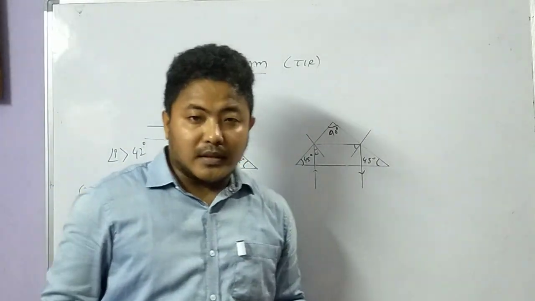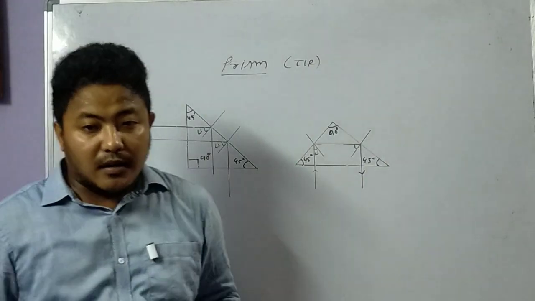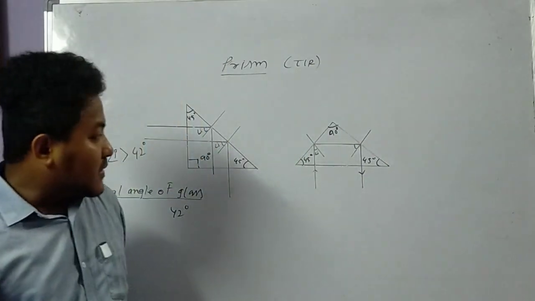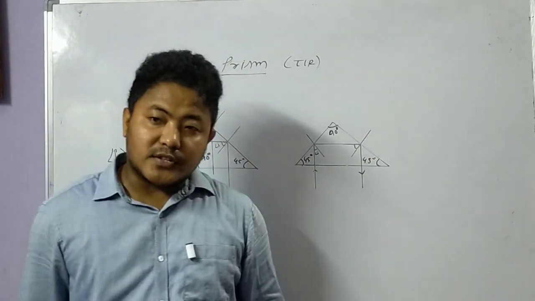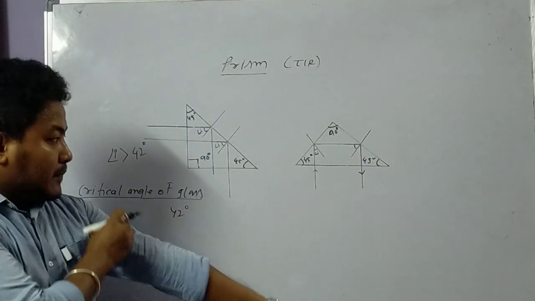Same story: the angle of incidence should be greater than the critical angle. Those were the effects of total internal reflection. I hope you have understood. You will practice it. It's a very important topic for the final exam.